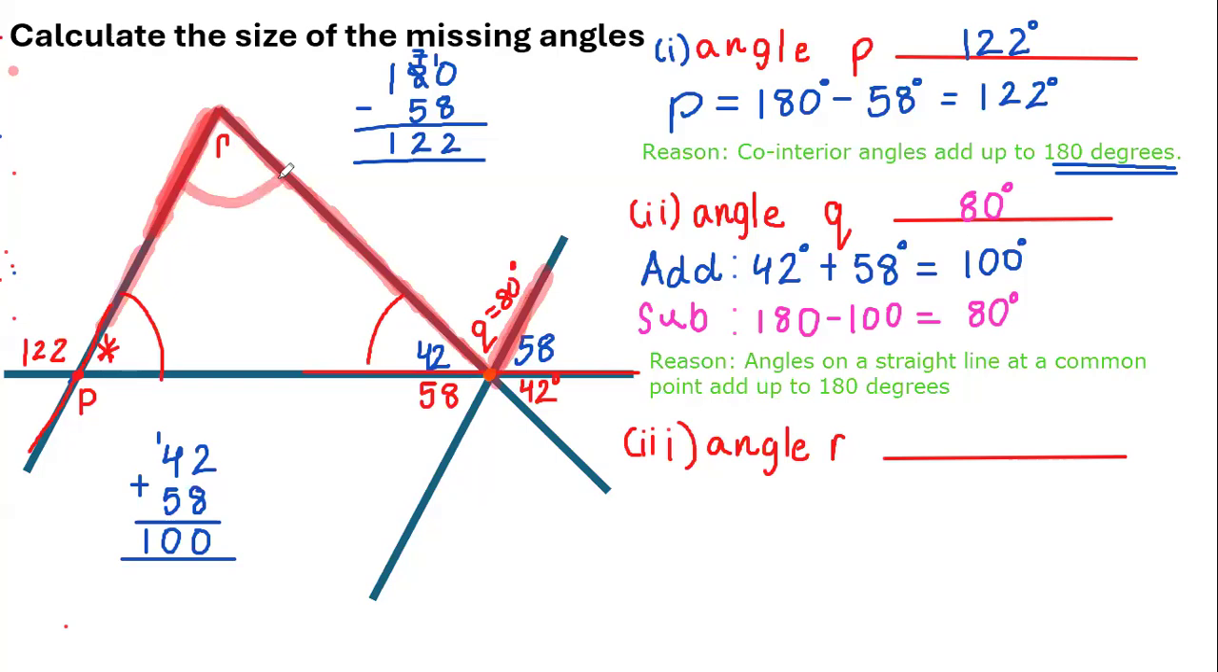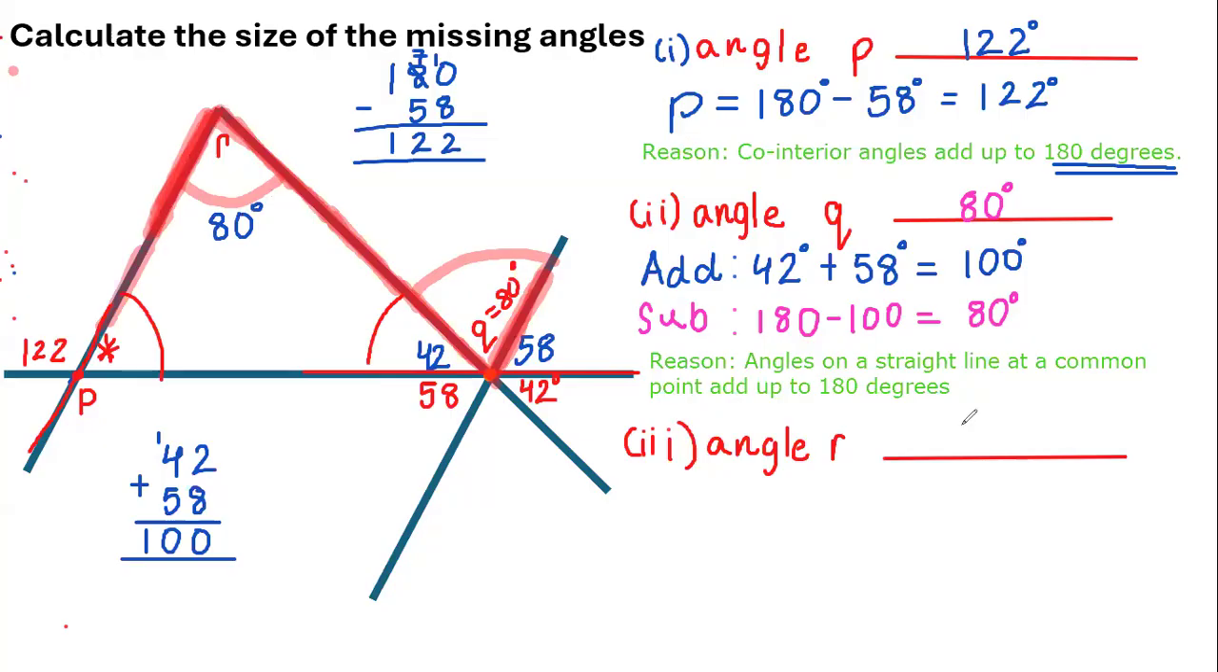Okay, so 122 and 42. What does that give us? 164. No. And if it's a Z, R is 80. Would it be 80? Yes, it's 80. If it's a Z, what do we know about alternate angles? They are equal. So if Q is 80, this must also be what? 80 degrees. Oh, okay, I get it. So the answer is 80.